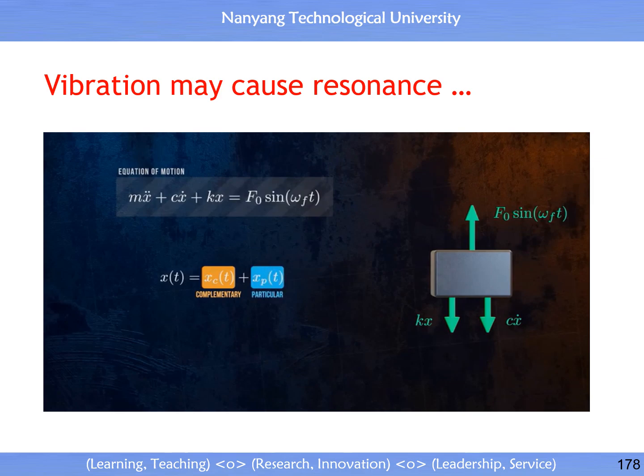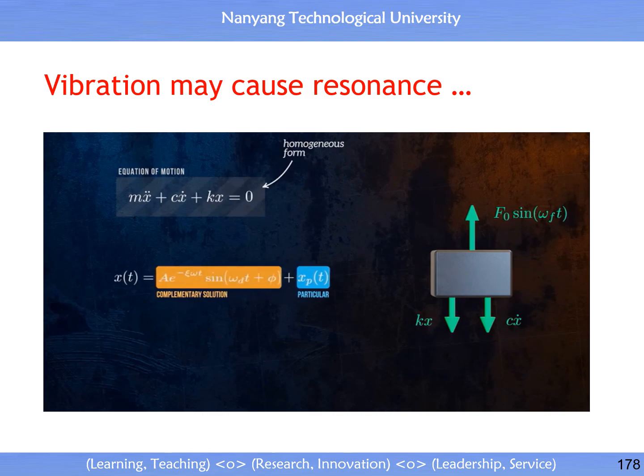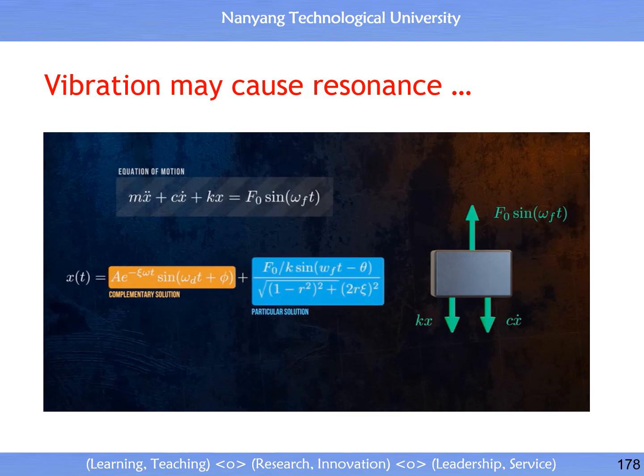The complementary solution is the solution to the homogeneous form of the equation, where the right-hand side is equal to 0. This is just the solution to the equation of motion for an underdamped system in free vibration that we saw earlier. And the particular solution captures the effect of the external loads and is given by this expression. R is the ratio of the frequency of the external force to the natural frequency of the model.